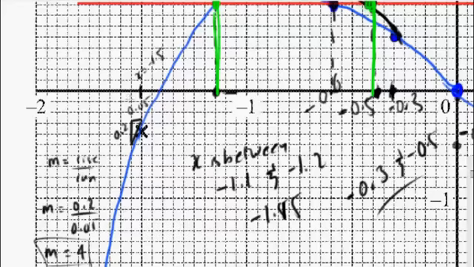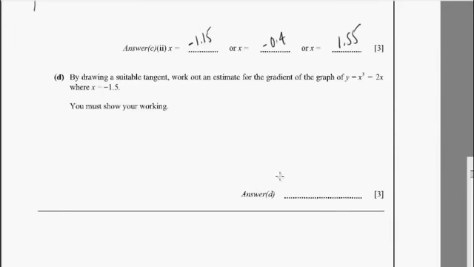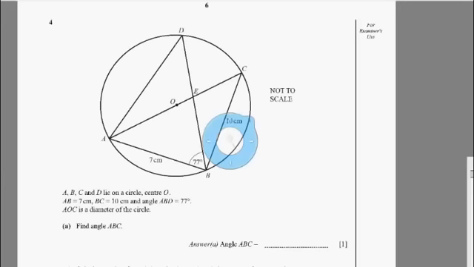Just keep in mind, you could draw a larger triangle, but the best way to approximate a gradient when you don't know calculus is to make the smallest rise over run intervals and solve it, and make sure that the hypotenuse here touches that point, and it acts like the tangent line. So in this case we would write the gradient is equal to 4. And it's probably best to write approx. And that's 3 marks right there.